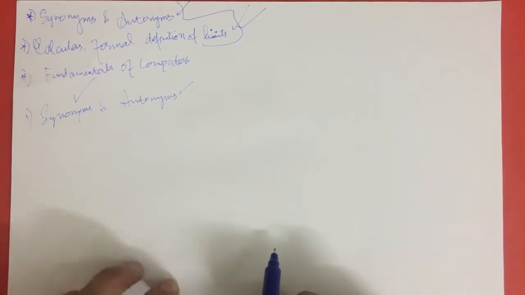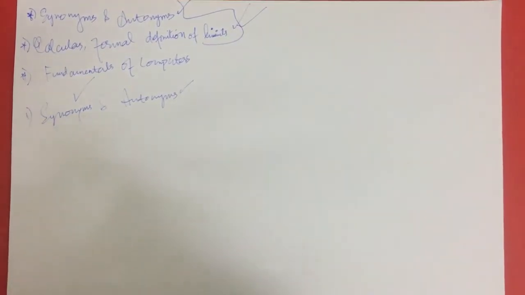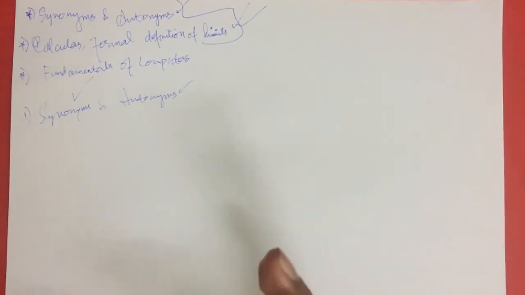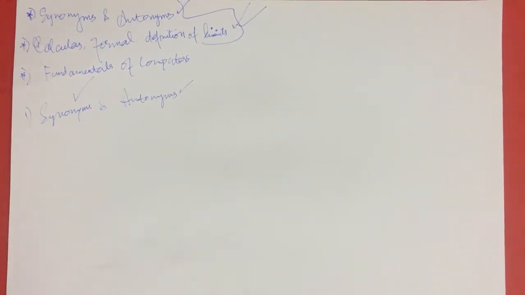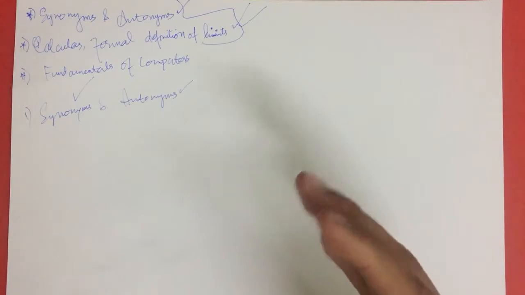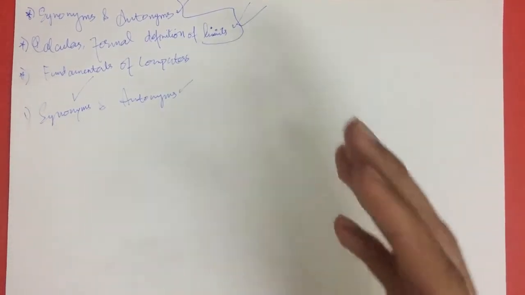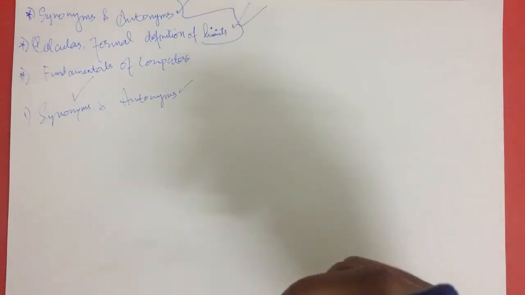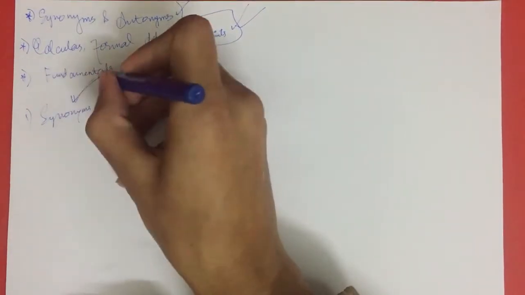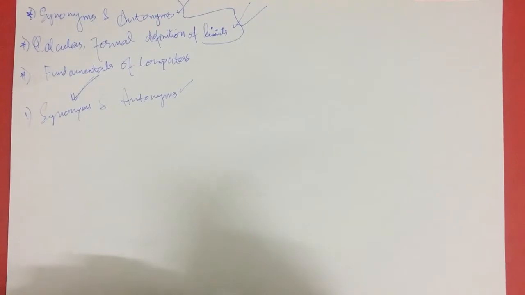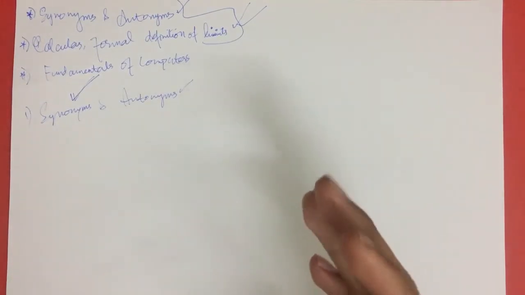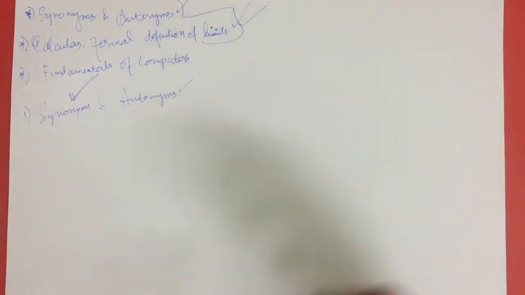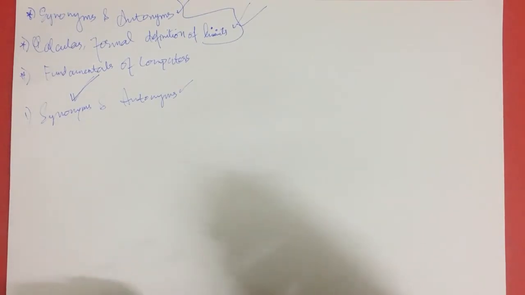Synonyms are basically a term used to describe, for example, two words with the same meaning. If you have a word which has the same meaning as another word, that will be called its synonym. And an antonym is when there's a word and another word is opposite to the first word.